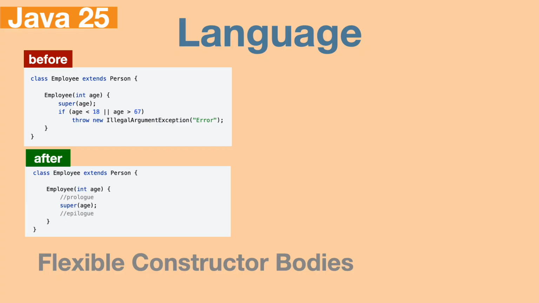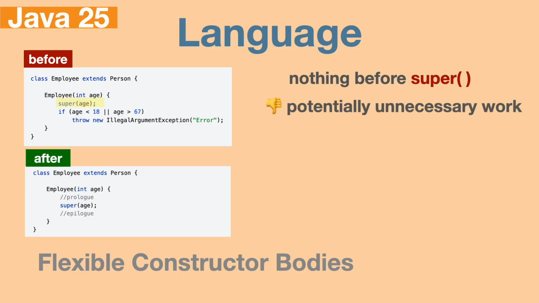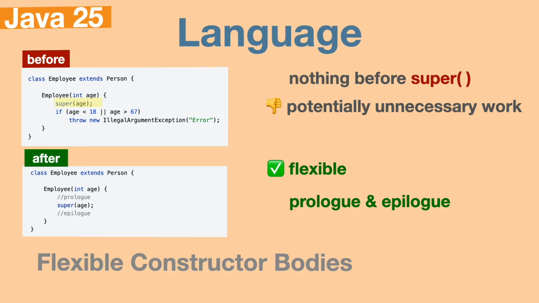Before Java 25, constructors were restricted by the rule that nothing could appear before a super or this call. This often led to unnecessary work and code duplication. Java 25 introduces flexible constructor bodies, allowing statements to appear before an explicit constructor invocation. These statements cannot reference the object under construction, but they can safely initialize fields and perform other computations. Now, a constructor body has two phases: the prologue, which runs before constructor invocation, and the epilogue, which runs after it. This change makes it possible to write constructors in a more natural and concise way.